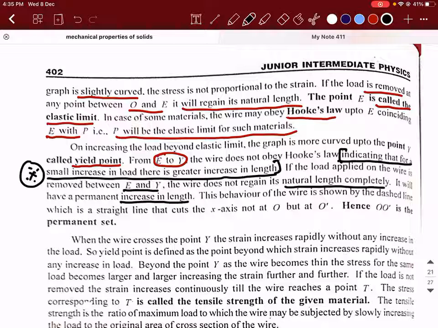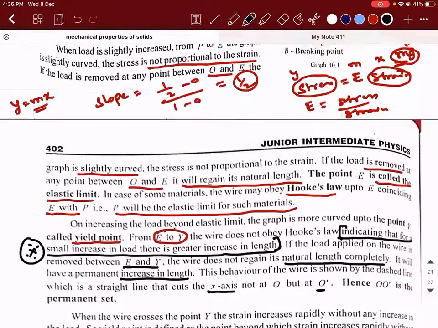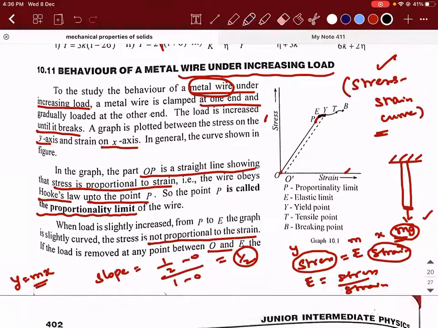This behavior of the wire is shown by the dashed line, which is a straight part that cuts the x-axis not at O but at O dash. Hence, OO dash is called the permanent set. Try to understand this point. If you remove the load somewhere over here, I'm using a light blue color, the material will retrace this path and come to point O. If you do it at point E, it will retrace.